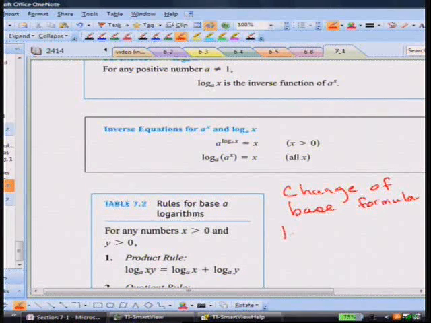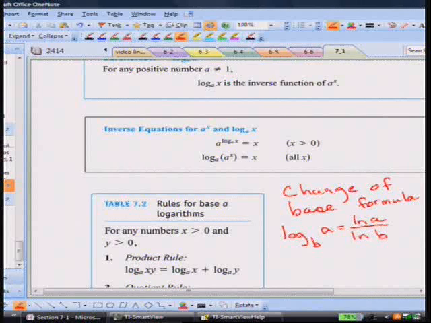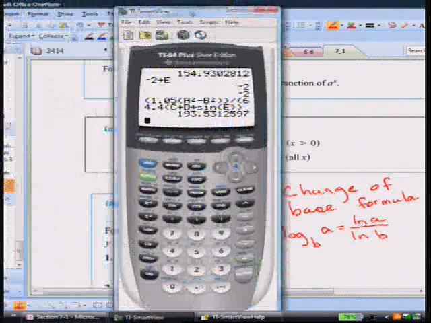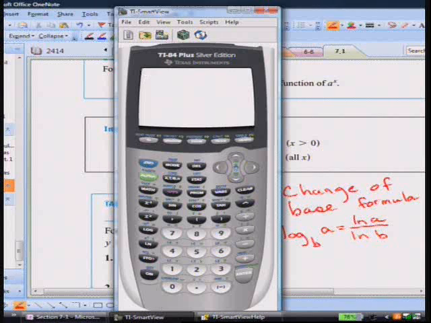The log base b of a is equal to the ln of a divided by the ln of b. That's the change of base, because on your calculator you only have log and ln. If you wanted to do one that you know, maybe log base 2 of 8, that means 2 to what power is 8? You should know the answer is 3. But there's no log base 2 on your calculator.